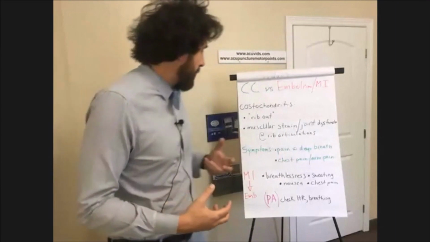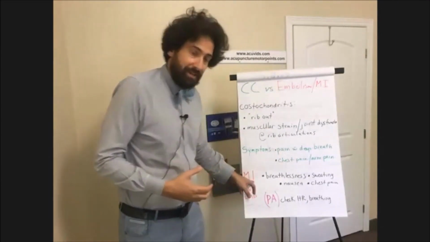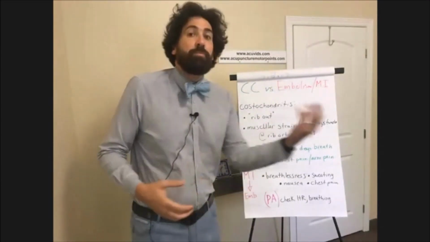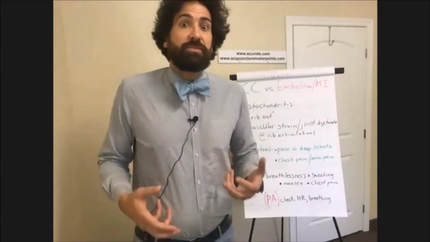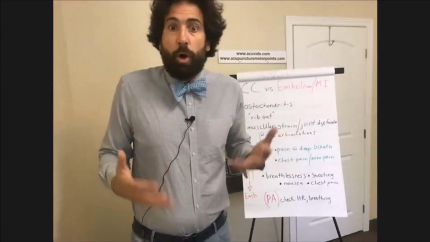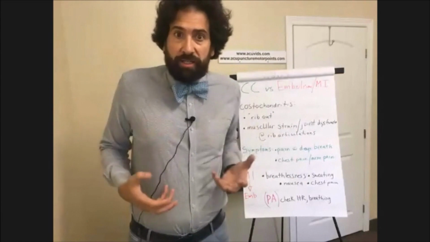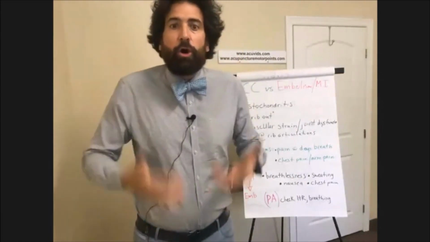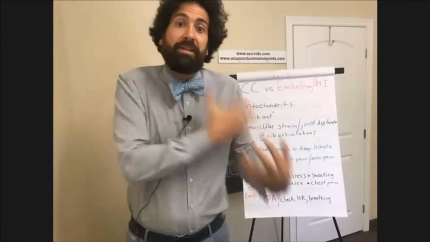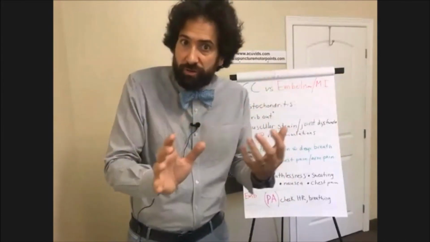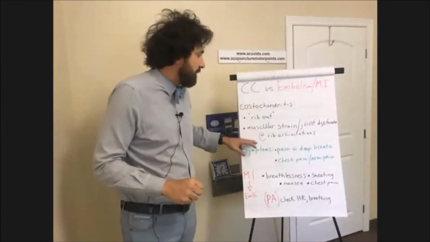Someone who's having a heart attack, an MI or embolism, has breathlessness. So it's not just pain with the breath in, they have pain all the time. I can't catch my breath. They're sweating. Their heart rate is up. They have chest pain, pain down their arm. Now, with costochondritis, you can also have some chest pain and pain down the arm, but it's less distinctive.